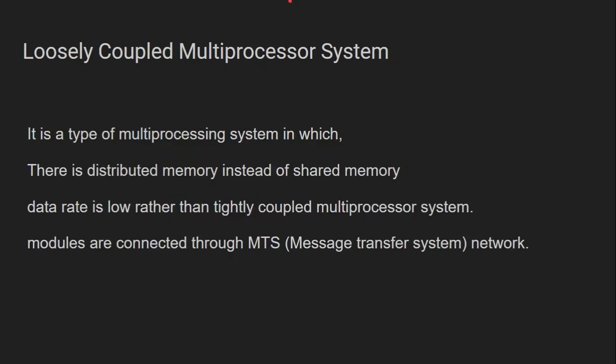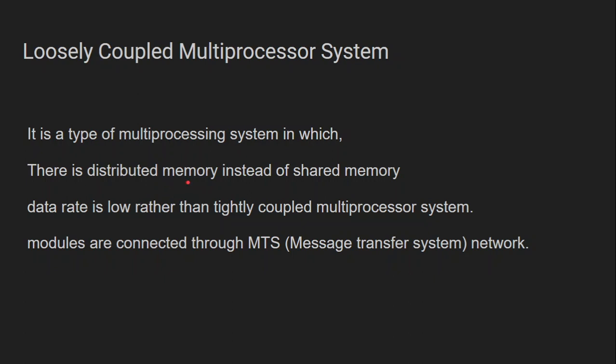Now coming to the loosely coupled multiprocessor system, as the name implies, the processors are independent of each other. They are loosely coupled. That means they have a distributed memory instead of the shared memory. In the tightly coupled case the memory is common, every processor accesses the same memory area, so there will be good communication between those processors. But in the case of the loosely coupled multiprocessor system, every processor has its own memory. The memory is distributed between the processors.